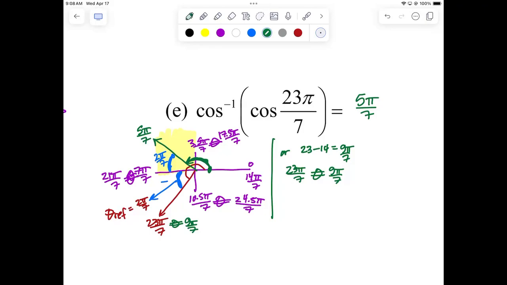If it were arc sine, it would be easy, right? Arc sine, the answer would just be negative 2 pi sevenths. We would just rotate straight down into quadrant 4.